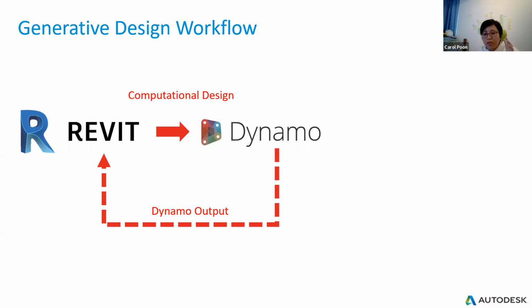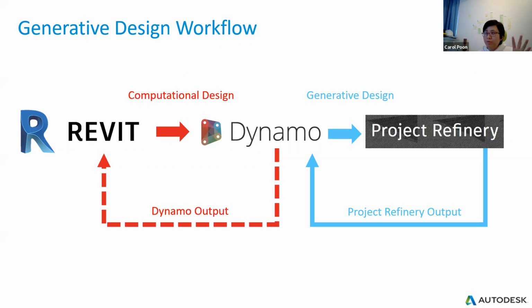However, if you want to do a lot of or all possible design options, you have to use generative design. And then you just go to Project Refinery and input this Dynamo script to Project Refinery and then run it. And then once you have run Project Refinery, it will show you all the results in the Project Refinery interface. And then you can click one of the options in Project Refinery, and then it will show the result in Dynamo and Revit. So this is the workflow.